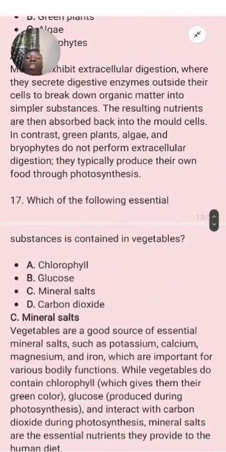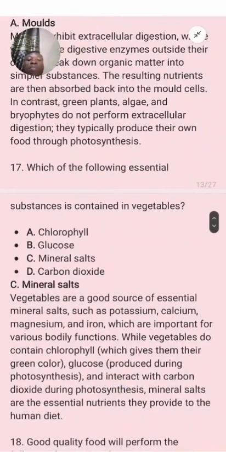Question 17. Which of the following essential substances is contained in vegetables? That is mineral salts. In vegetables, we have mineral salts like potassium, calcium, magnesium, and iron, and they are very important for bodily functions.